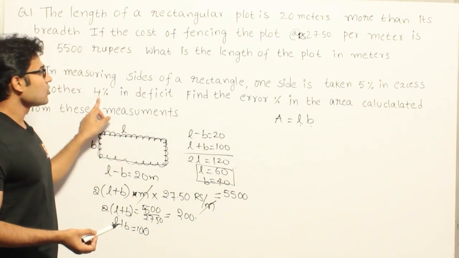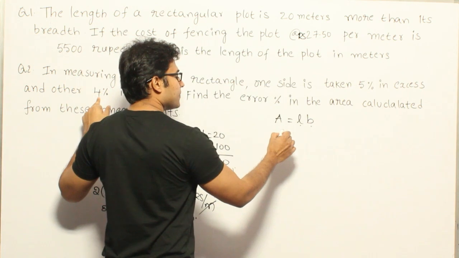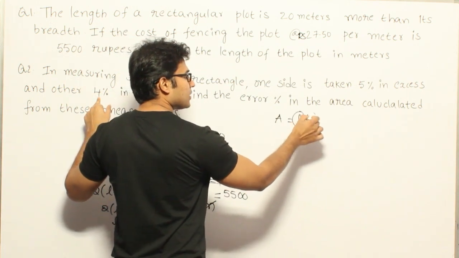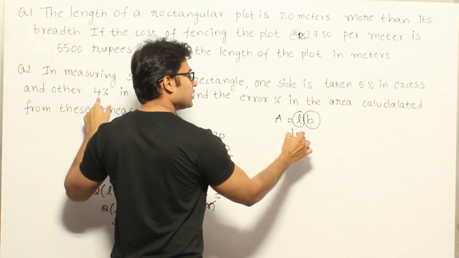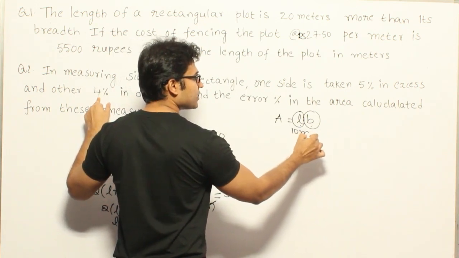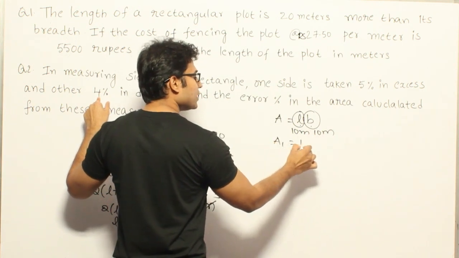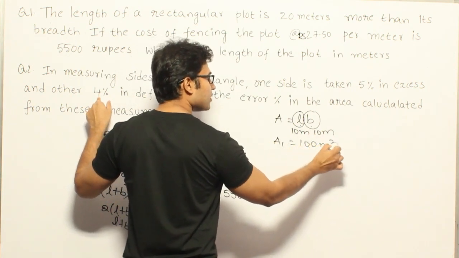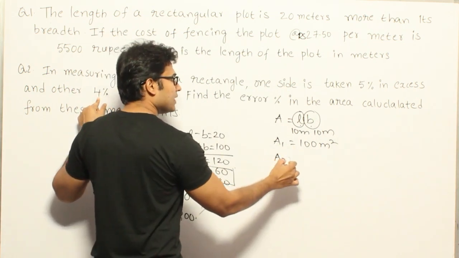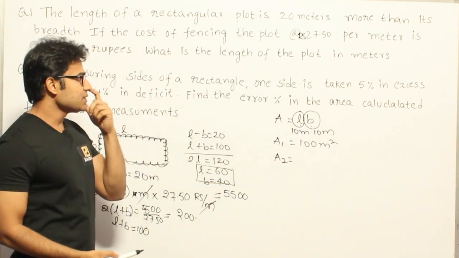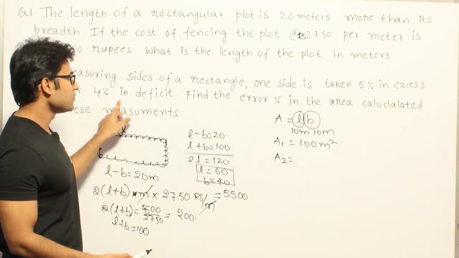Now 5% and 4% is given, therefore I'll assume that the initial length is 10 and actual breadth is 10. I can assume that. So actual length is, let us say, 10 meters and actual breadth is 10 meters. Then what is the actual area? The actual area is supposed to be 100 meters square. Now because of some mistake, error, see this. Now one side is taken 5% excess and the other is taken 4% deficit, right?